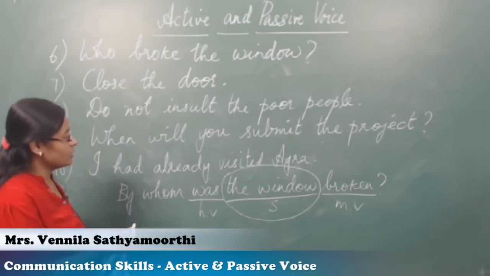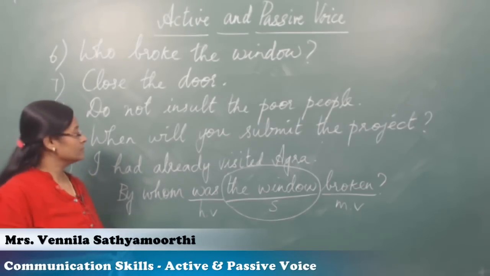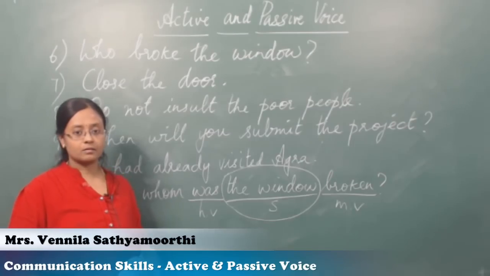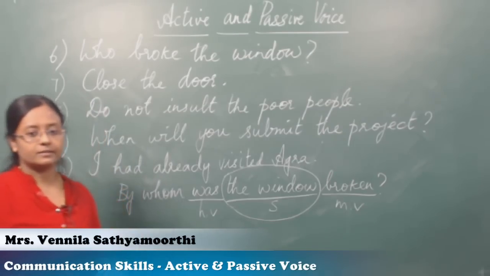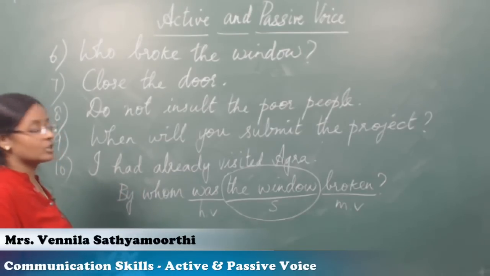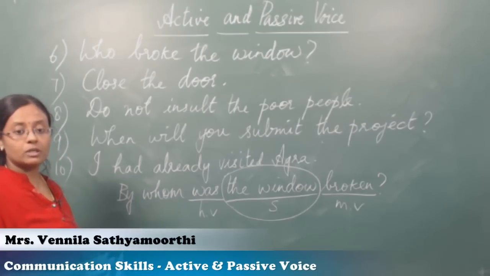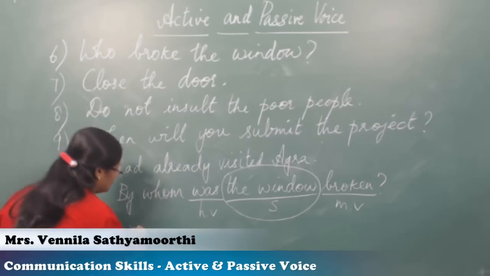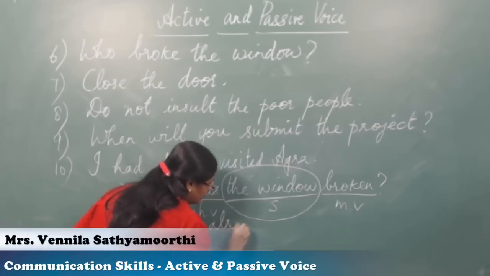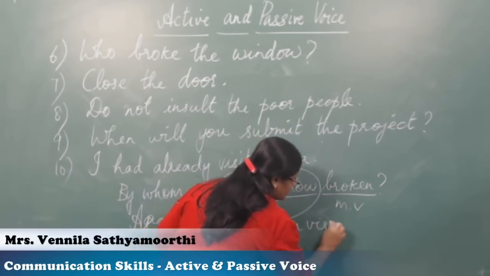The last one, I had already visited Agra. The last sentence, I had already visited Agra. No answers for that? That's very easy. In the past perfect tense, not much of a change is required, except to introduce the word been. It's Agra had already been visited by me.